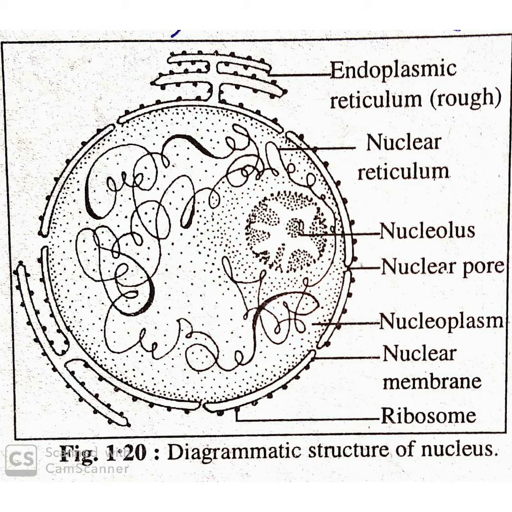Nuclear reticulum. A network of fine thread-like material embedded in the nucleoplasm is known as nuclear reticulum. The threads of the network are called chromatin. During cell division, thread-like easily distinguishable bodies develop from the reticulum which are known as chromosomes. The chromosomes contain the hereditary material DNA.